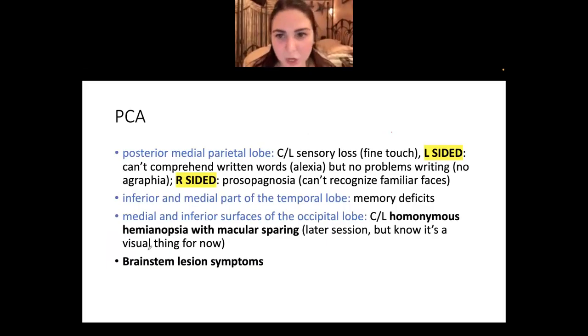And then your PCA. It looks like there's a lot of stuff with PCA, but the main thing is going to be vision stuff. And what the visual problem is won't make sense right now, because you haven't gone through vision and the pathways of vision. But I will read it to you. You will see contralateral homonymous hemianopsia with macular sparing. This is going to make complete sense later. You're going to sound like a genius. But this is what you will see when you have a PCA stroke.